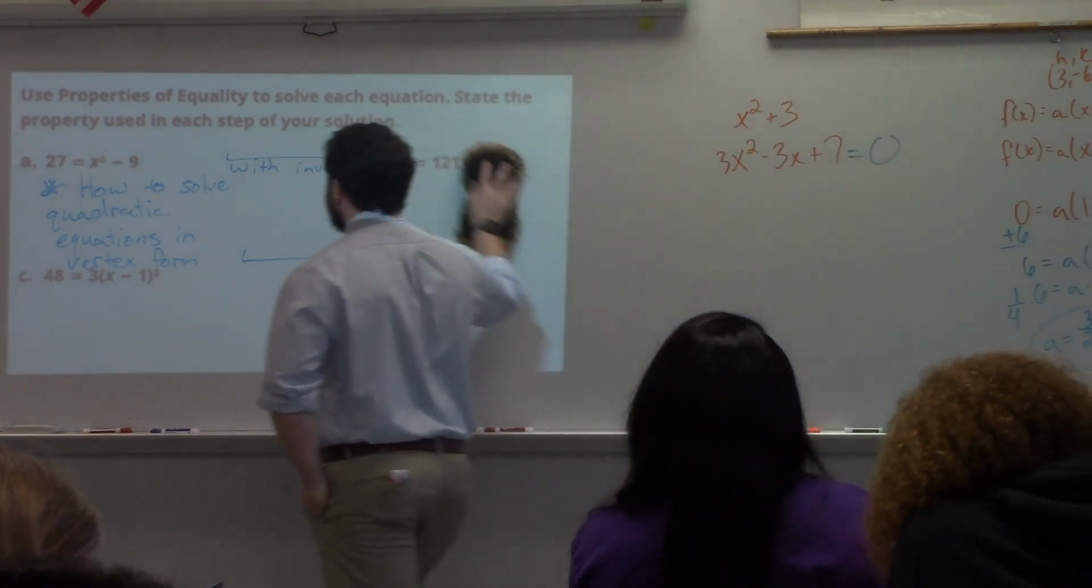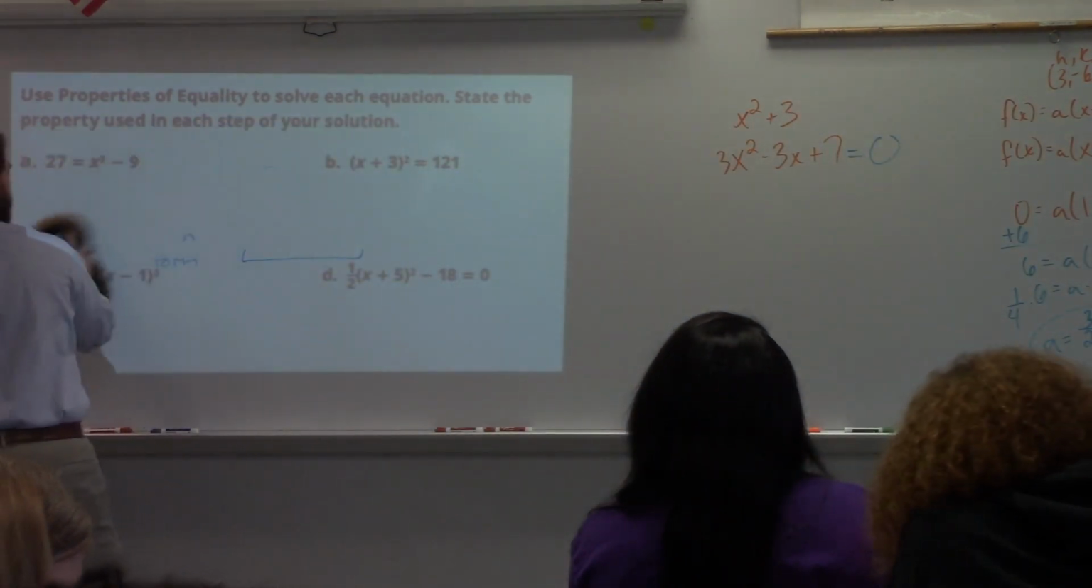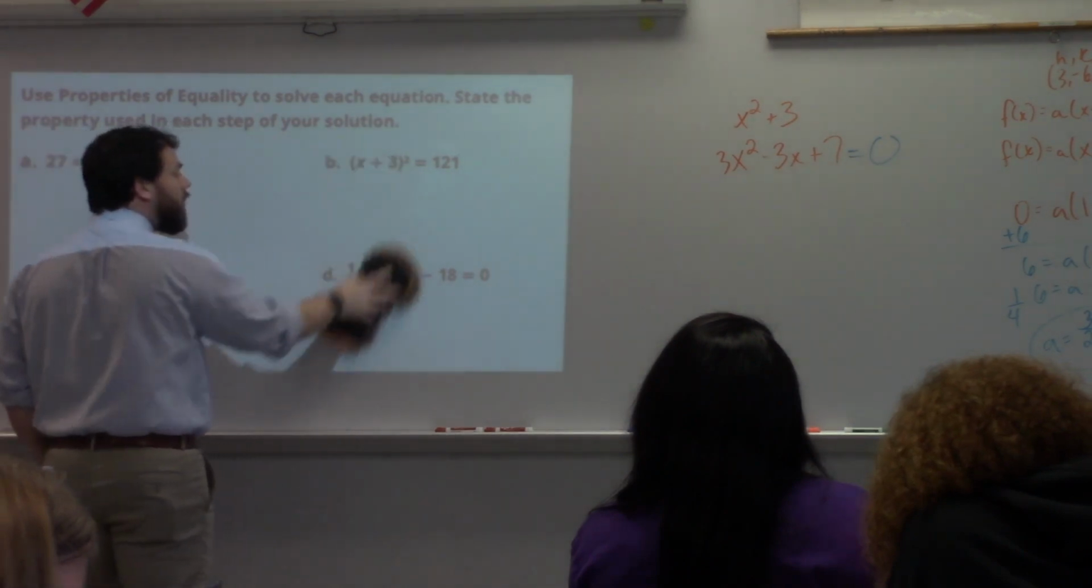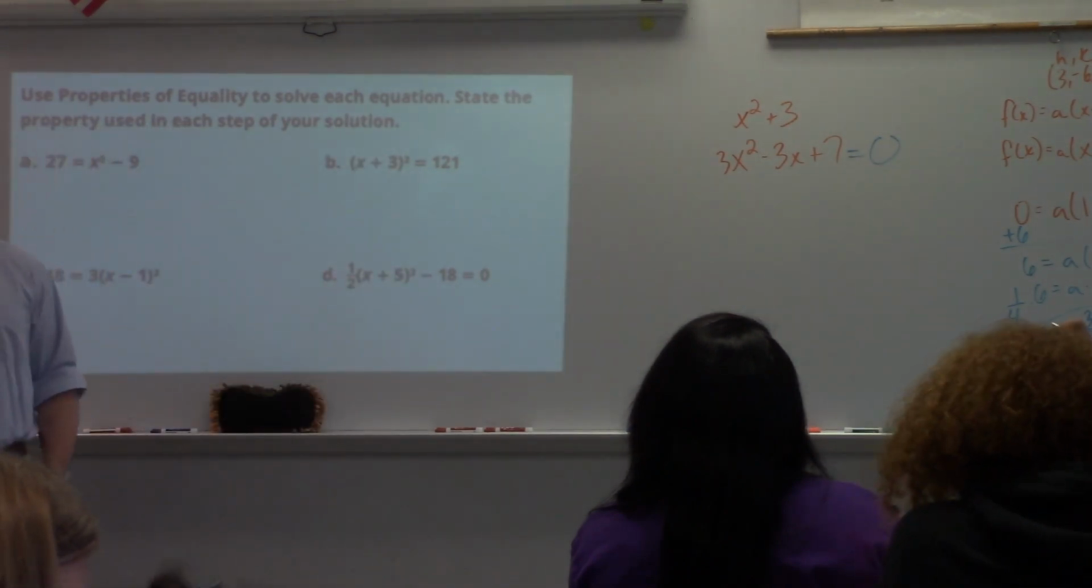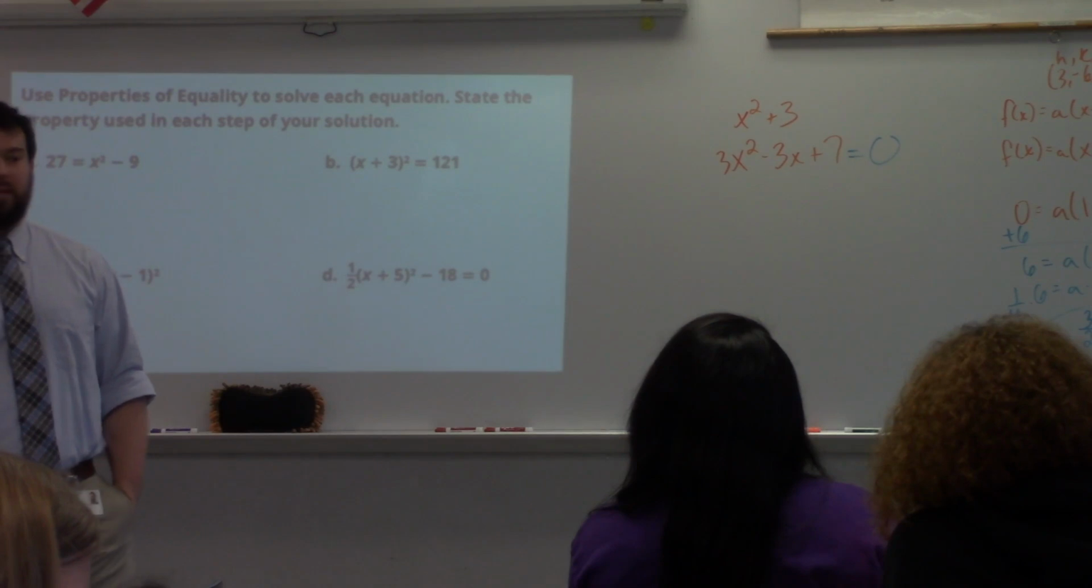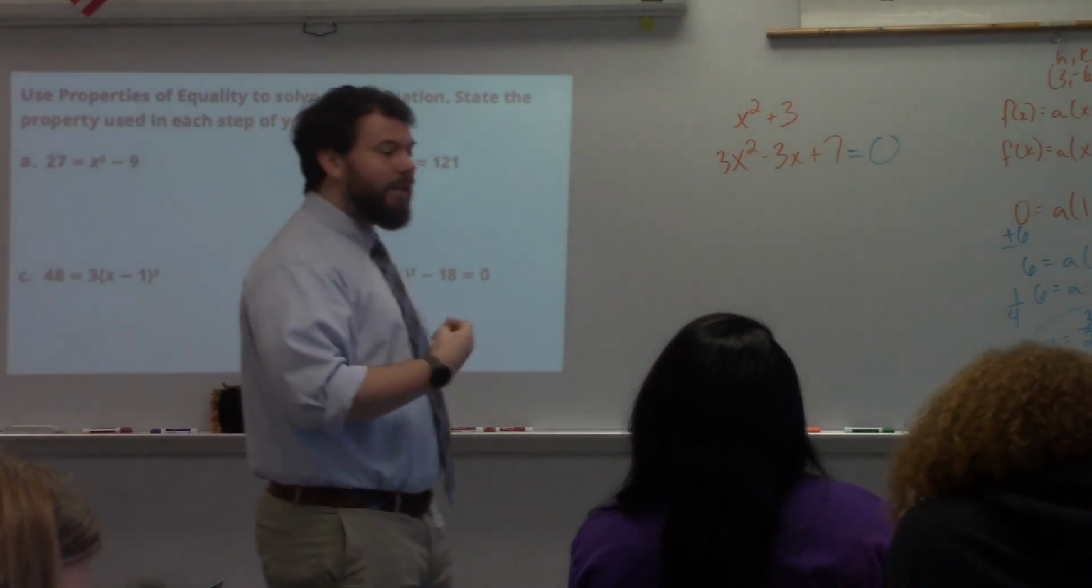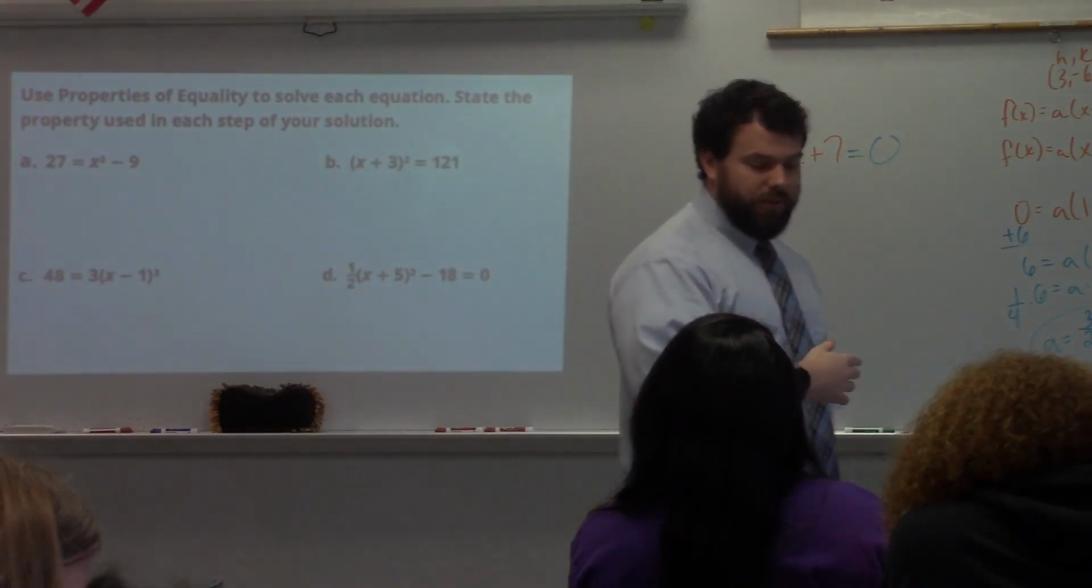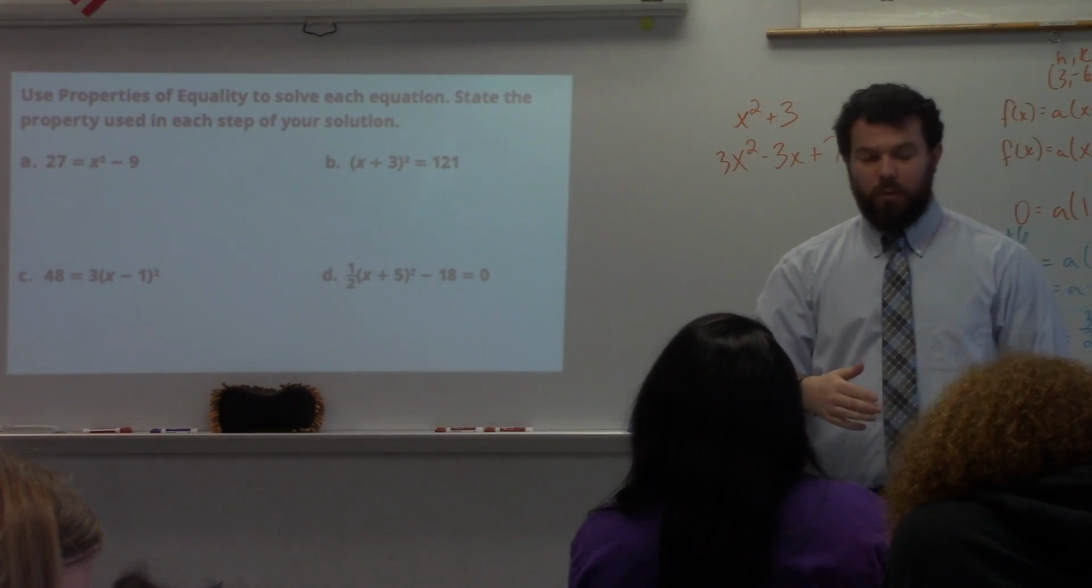We're going to use properties of equality to solve each of these equations. Notice this is heavily built off of the bell ringer that we did. Let's try to take 10 minutes on the vertical surfaces to knock out these 4 problems, okay?